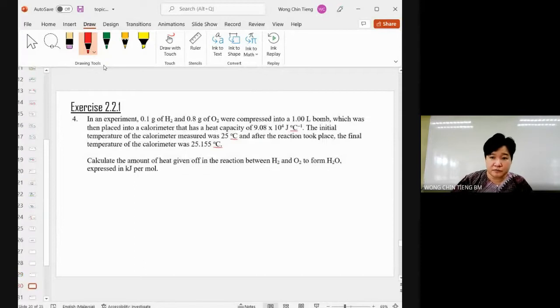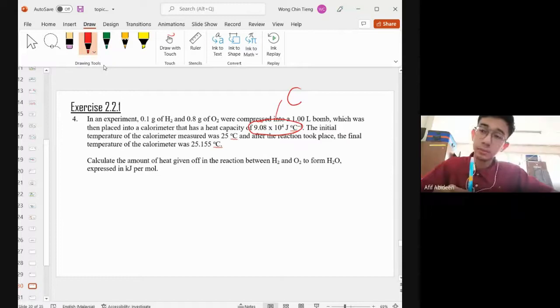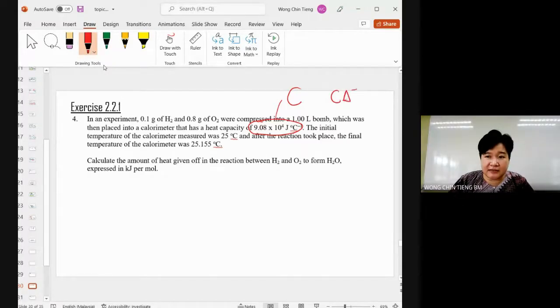Okay, contoh. 9.08 times 10 to the power of joule degree Celsius. C besar, C kecil? C besar. Kalau kita tahu dia C besar, rasa-rasa formula yang kamu nak guna MC delta T atau C delta T? C delta T. Kita akan guna C delta T. Sebab apa? Sebab saya tak ada mass. Betul? Nampak? Suren?